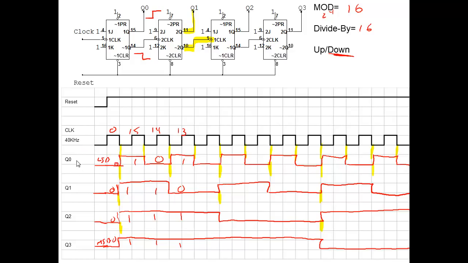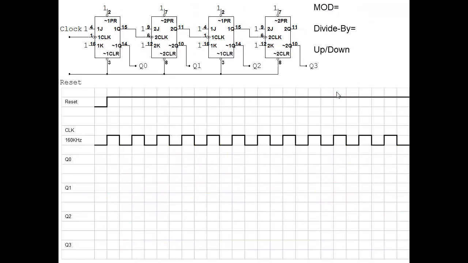Frequency, still going to divide by 2, so we've got a 20K, 10K, 5K, and 2.5K. So you're still dividing in half each time. And again, if we take that 40K divided by the 16, you're going to get that 2.5K. That's our final output frequency. It's pretty neat how it works. Okay, one more of this type of counter.